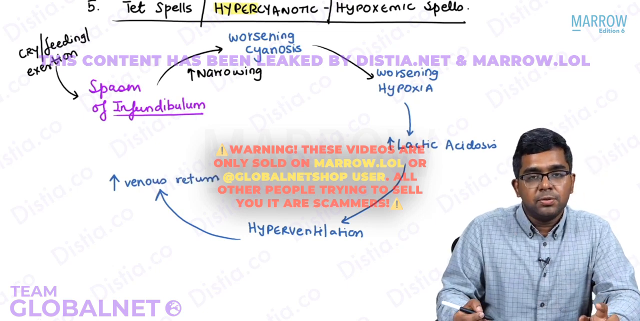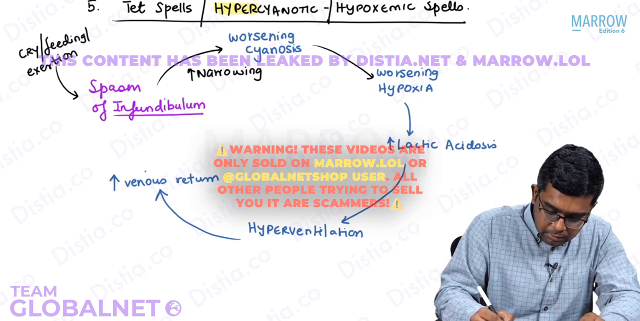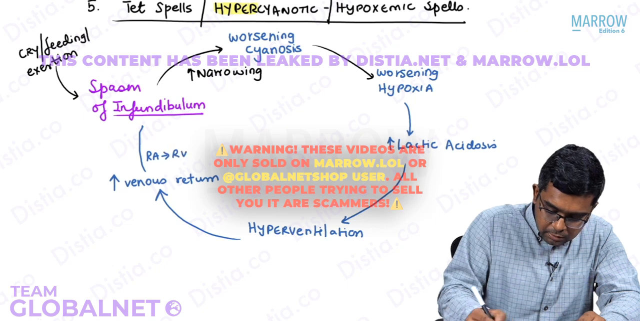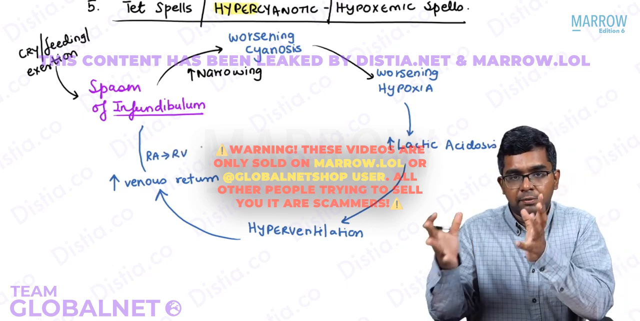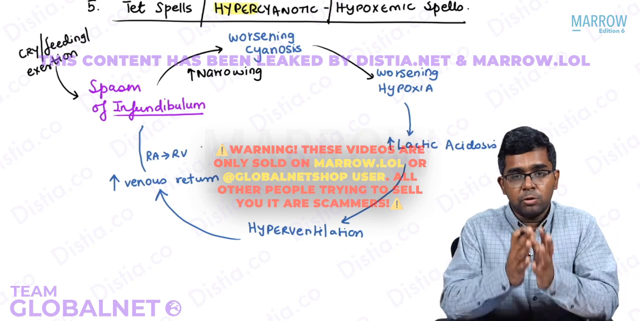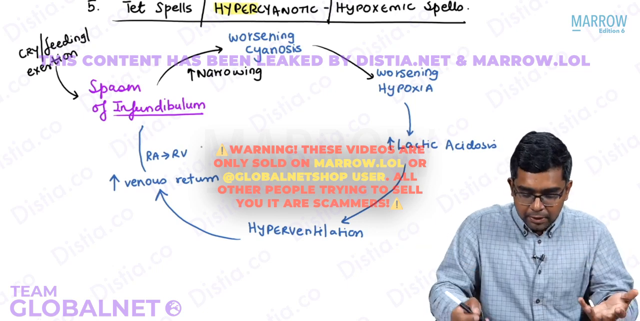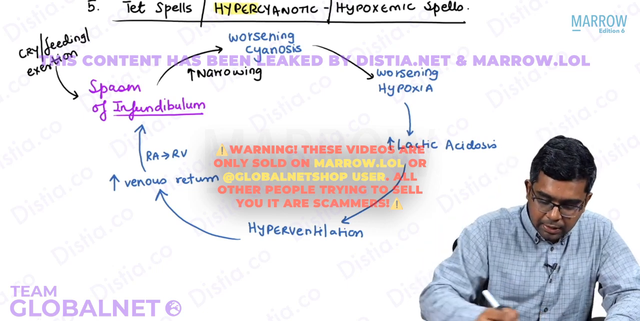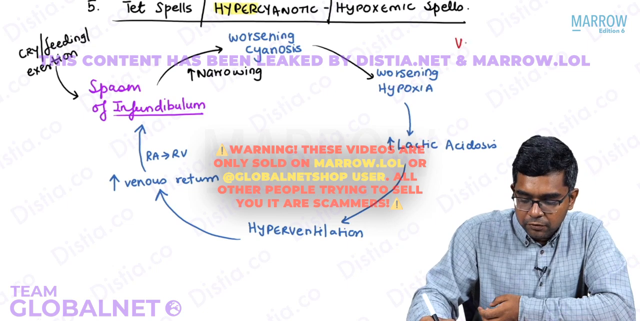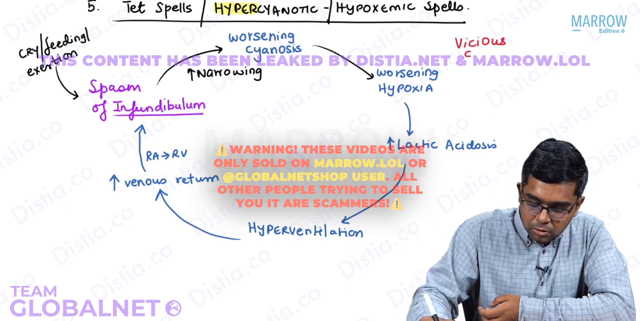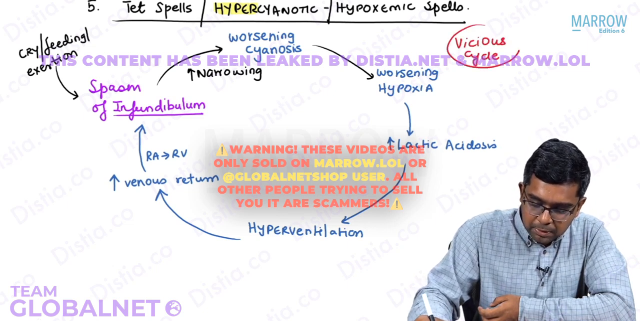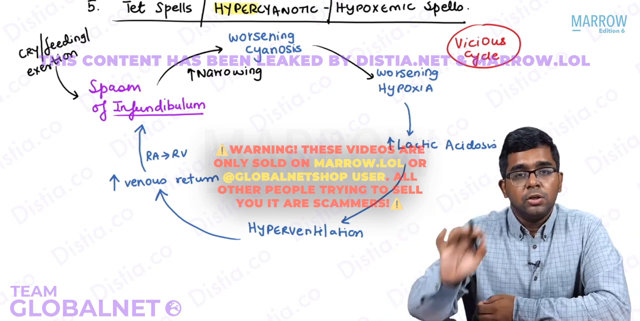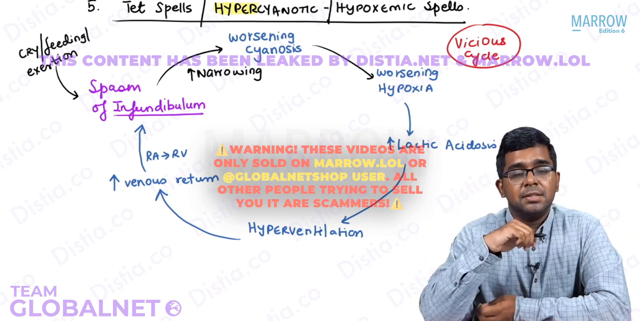Now venous return, where is it going to come to? It is going to come to the right atrium and then go to the right ventricle. Now at the end of the right ventricle, you have the infundibulum, right? When more blood enters the infundibulum, it will again precipitate more spasm. So it goes on like a cycle. This is what we call the vicious cycle of the hypercyanotic spell. Very, very important to know this, because only if you know this cycle properly, you will be able to manage these children also.